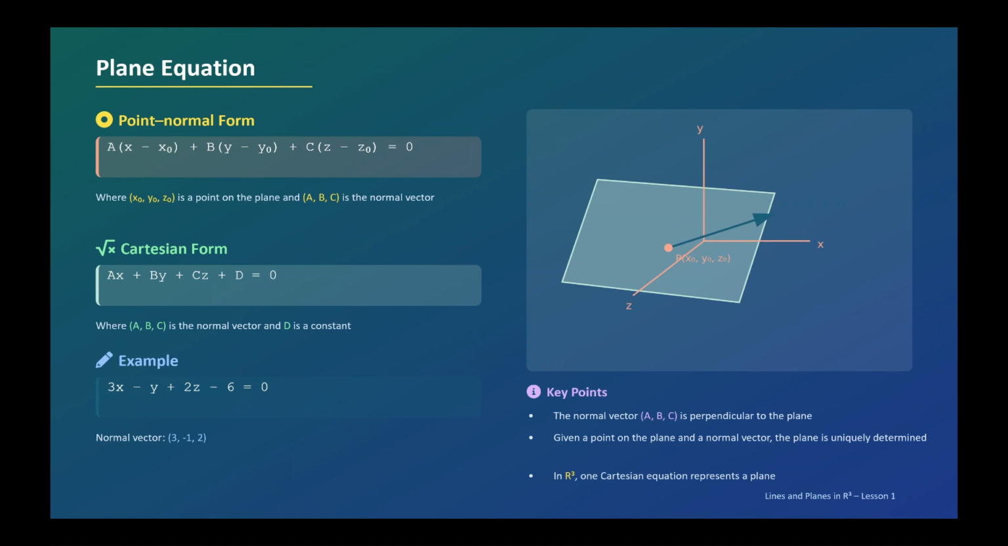If a plane has a normal vector a, b, c, and it goes through a point P naught with coordinates x naught, y naught, z naught, we can write the plane equation using the point-normal form. The idea is that the vector from P naught to any other point on the plane must be perpendicular to the normal vector. This gives us the equation we will learn fully later.